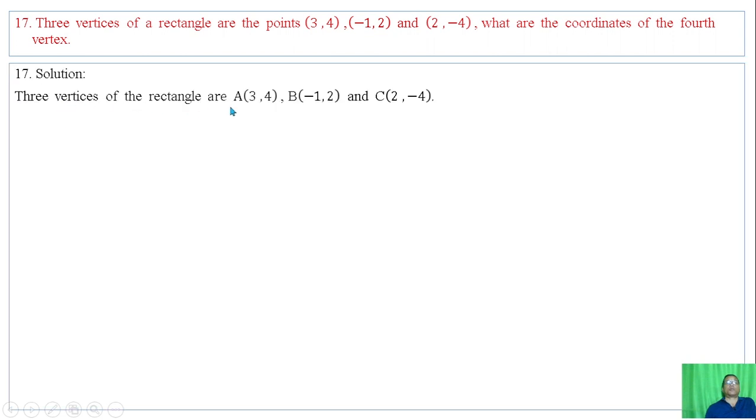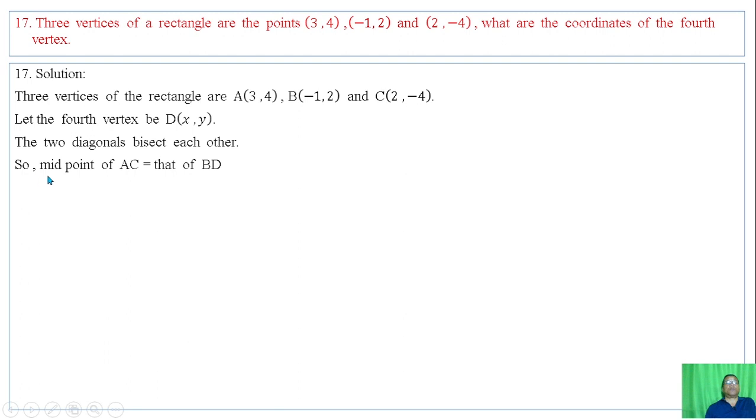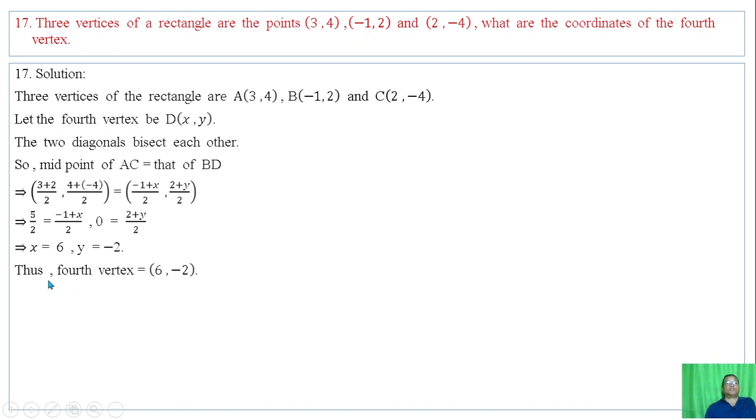Three vertices of the rectangle are A, B and C. Let the fourth vertex be D. The two diagonals bisect each other, so the midpoint of AC is equal to that of diagonal BD. Using the midpoint formula, we have this, and for diagonal BD, we have this. Equating corresponding parts, we have x equal to 6, y equal to -2. Thus, the fourth vertex is (6, -2).